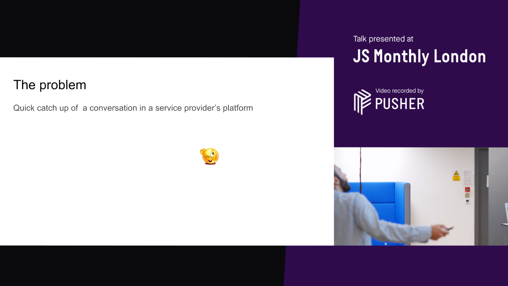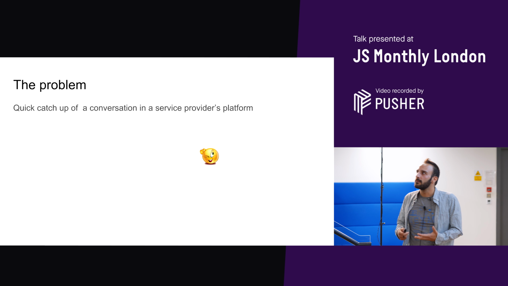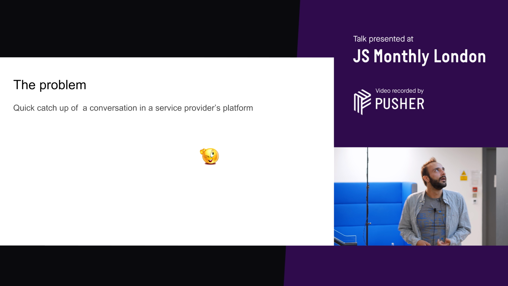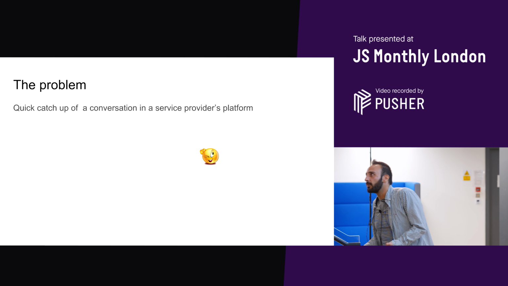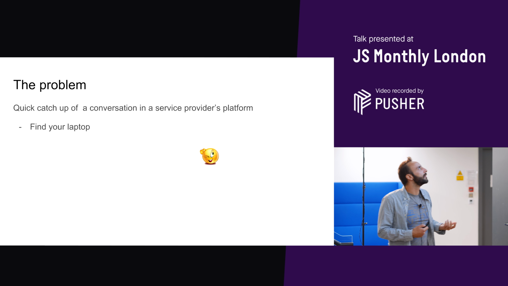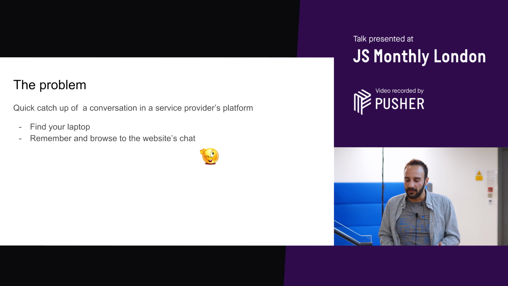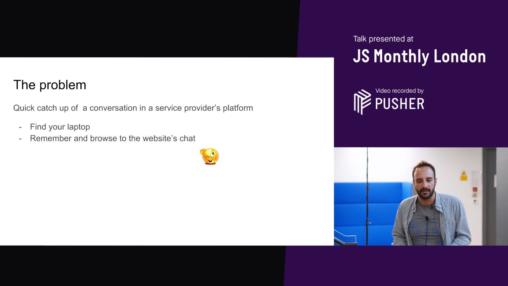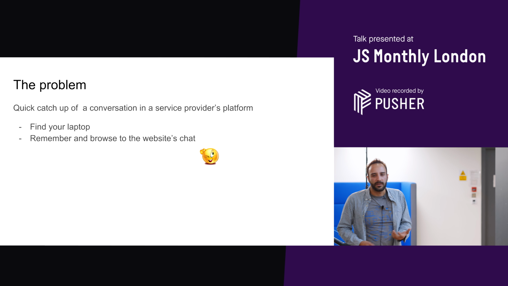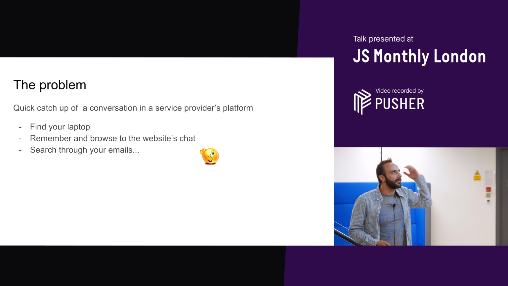Let's say we want a quick catch-up of a conversation from a service provided through that platform, and you need to find your laptop, you're just on the couch, and it's like, I need to remember something, or I need to pick up that conversation. I need to find that website that I used to chat with that agent, and what was the name? I need to search through my emails to remember that company probably. Let's do that. The password, login.